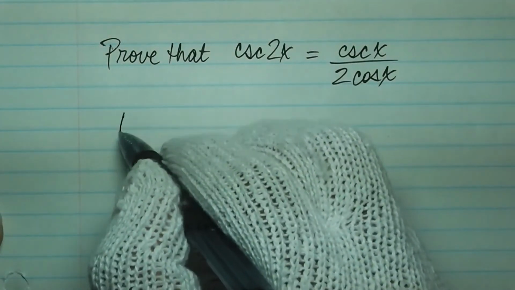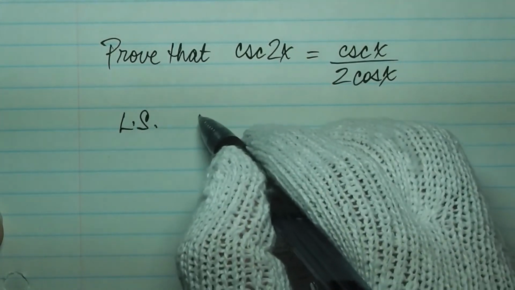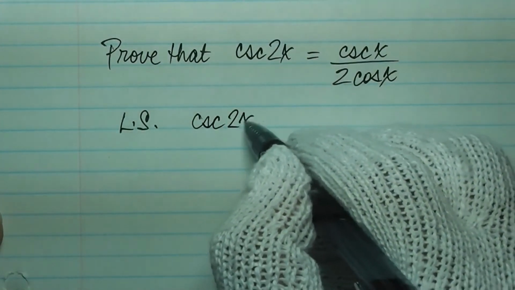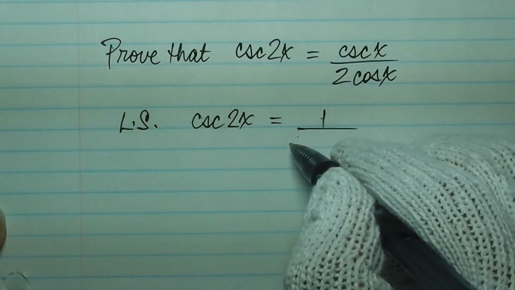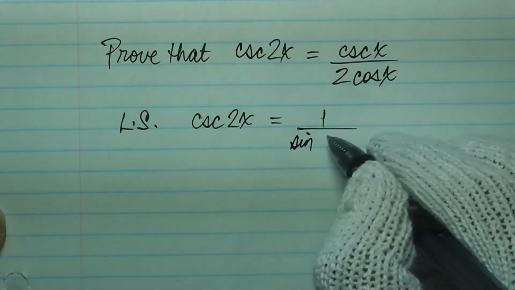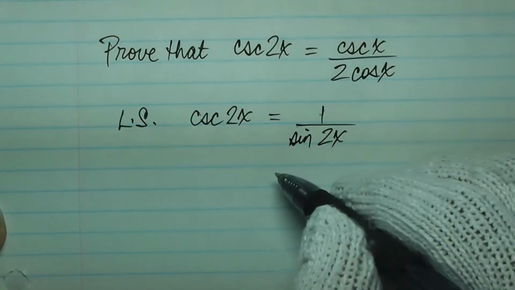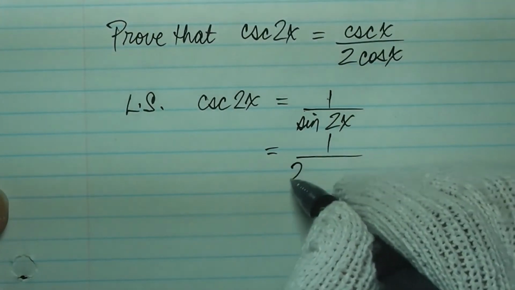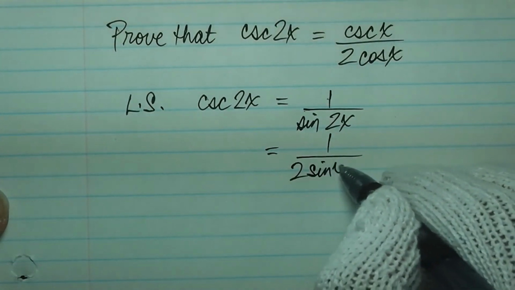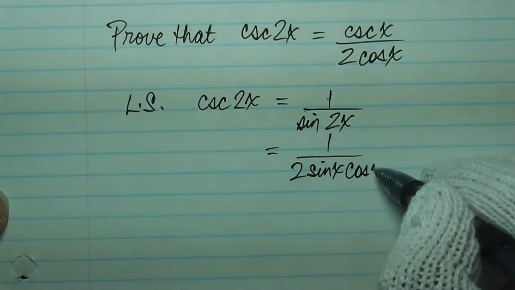So I start with my left side. Cosecant 2x is equal to 1 over sine 2x, which is equal to 1 over 2 sine x cos x.